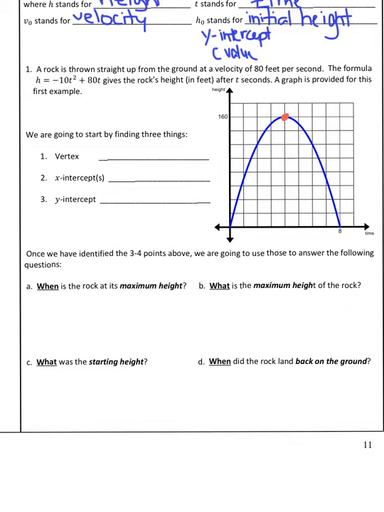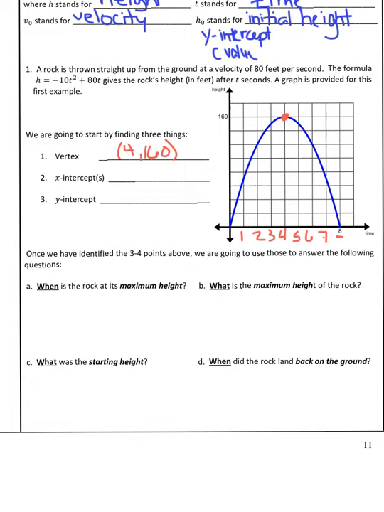So the vertex for this problem up here is, and this scale is by ones, because you can see the 8 here on the scale. If you want to fill those in, you can fill those in. But we are over 4, up 160. So the vertex is (4, 160).